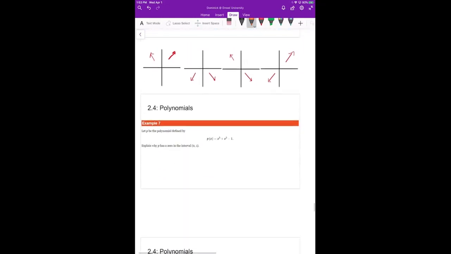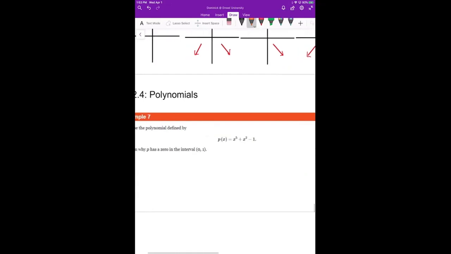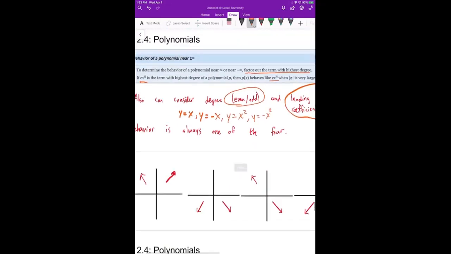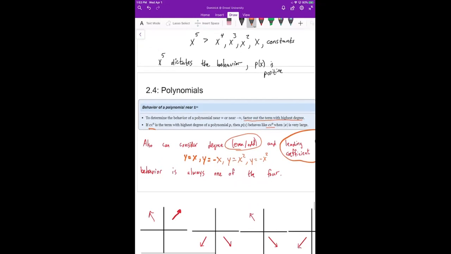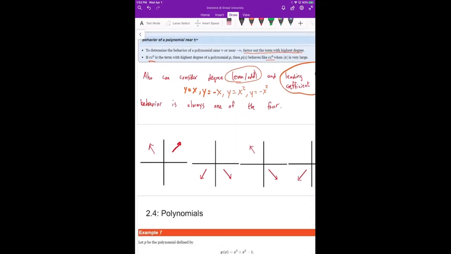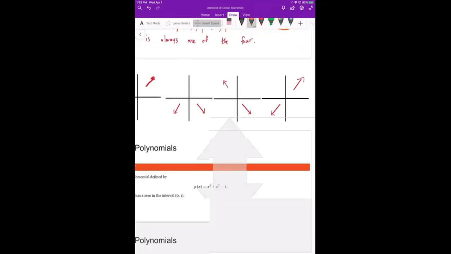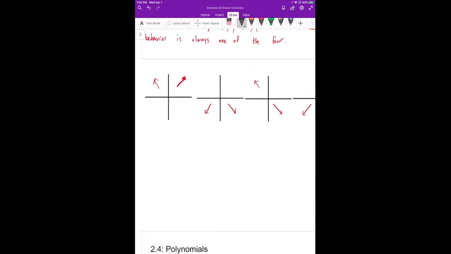Okay, so let's look at an example here. Well, let me go back because there isn't an example here, so let me add one in. Let's suppose we wanted to look at the end behavior of f of x equals, let's say, 5x to the 15th plus 4, something like that.